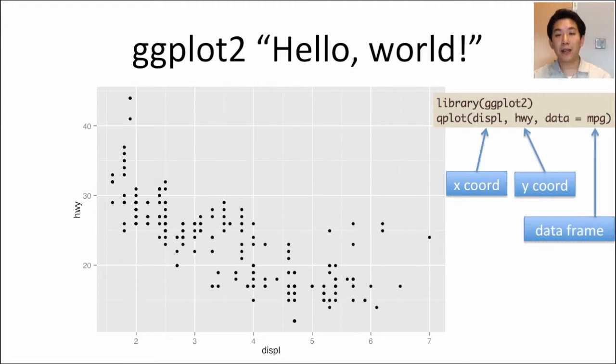You can see that the plot that it makes looks very different from the traditional base plot. You can see that there's a gray background and there are white grid lines behind it. The points are solid circles rather than the typical open circles from the base plotting system. And then there are labels on the x and the y-axis.